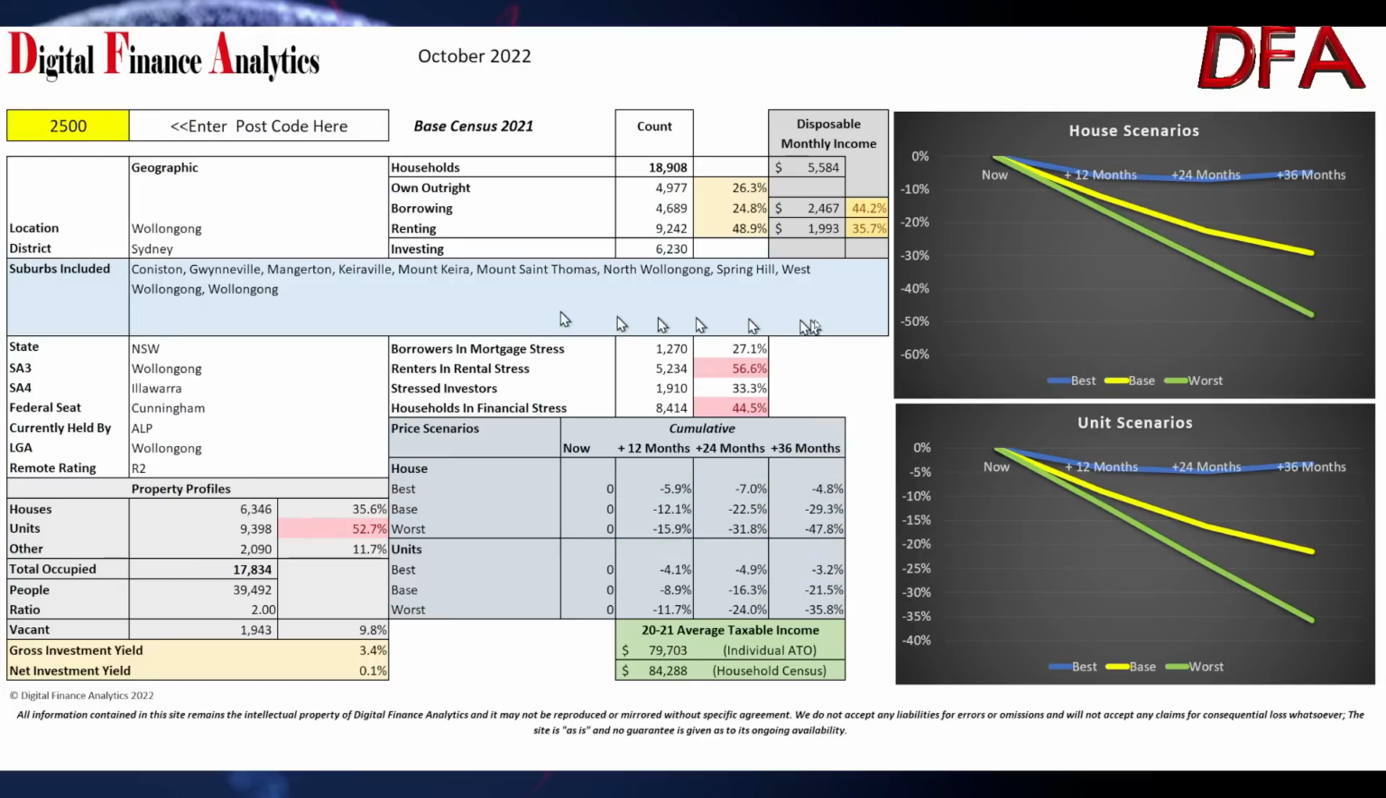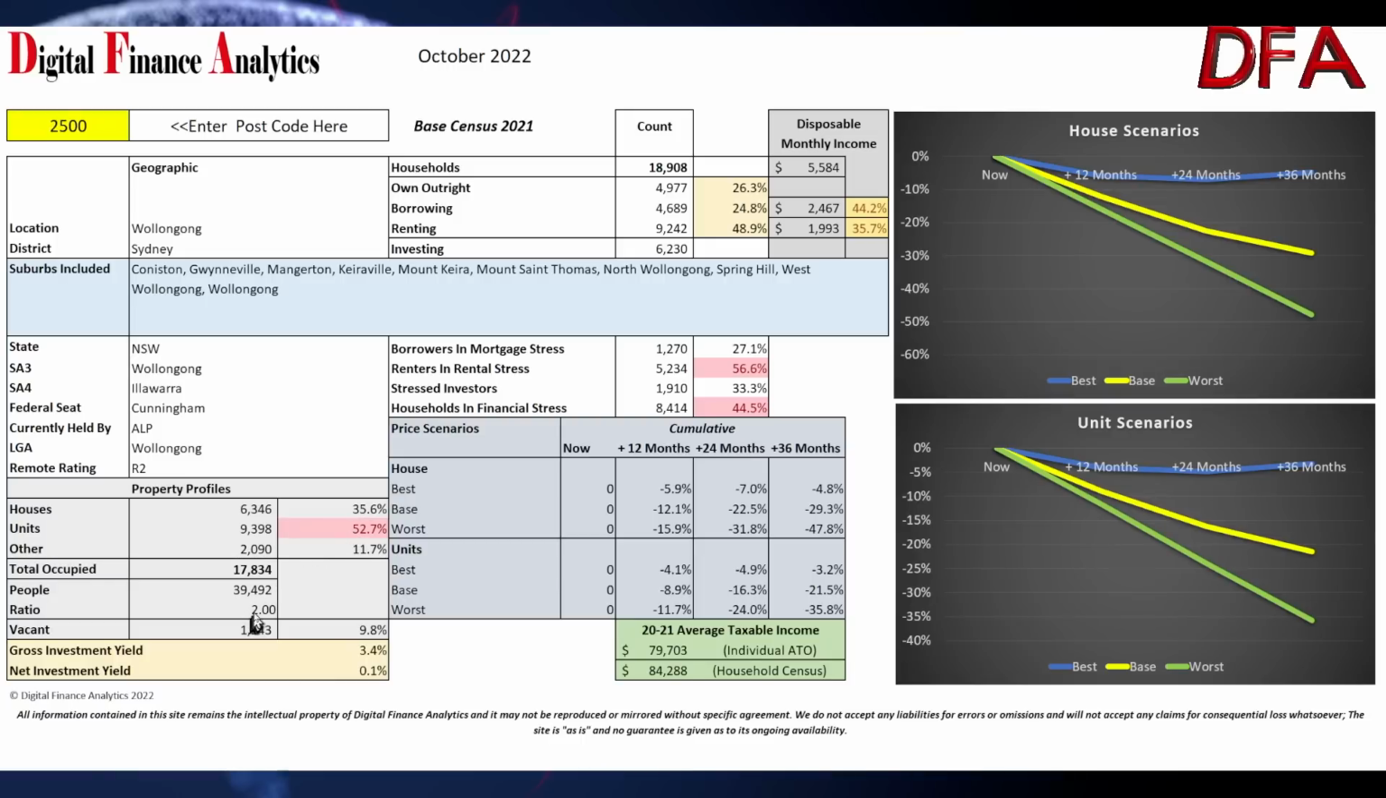And back to then the scenario. And I picked Wollongong just because that happened to be the one I was looking at the time. And you can see there we've got information about the count of households. We've got the number of mortgage stressed, rental stressed, investor stressed, and overall financial stress. Anyone watching the anti-spook videos will have seen this information. Then I've got my best case, worst case, and base case scenarios for houses and units and the graphs that attach to them. I've got the property profile, so I know how many houses, units, and others are there.